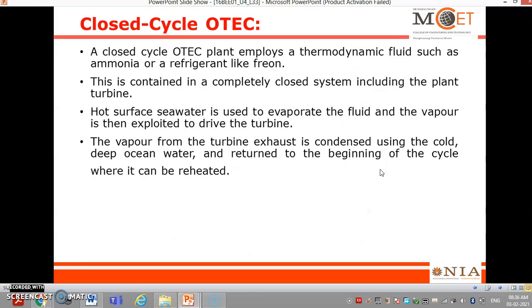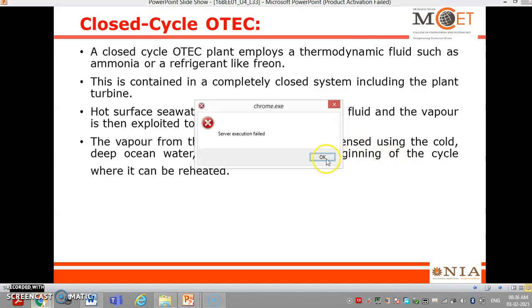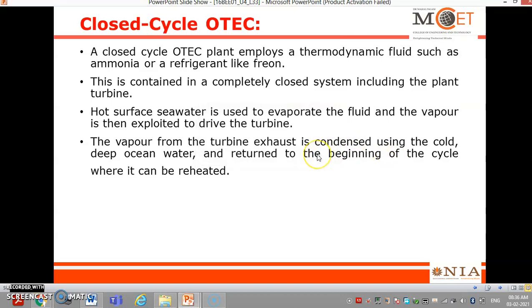A closed cycle ocean thermal energy conversion plant employs a thermodynamic fluid such as ammonia or a refrigerant like freon. This is contained in a completely closed system including the plant turbine. Hot surface seawater is used to evaporate the fluid, and the vapor is then exploited to drive the turbine. The vapor from the turbine exhaust is condensed using the cold deep ocean water and returned to the beginning of the cycle where it can be reheated.